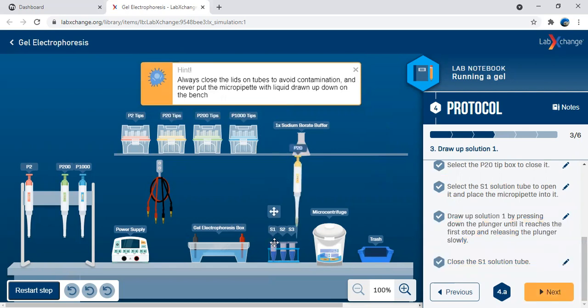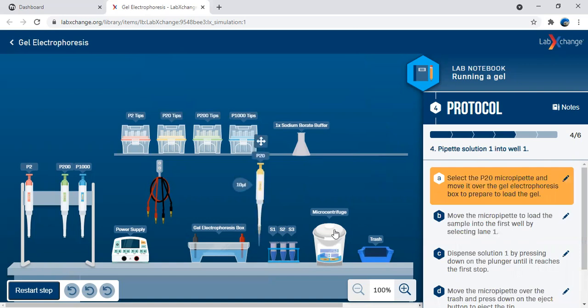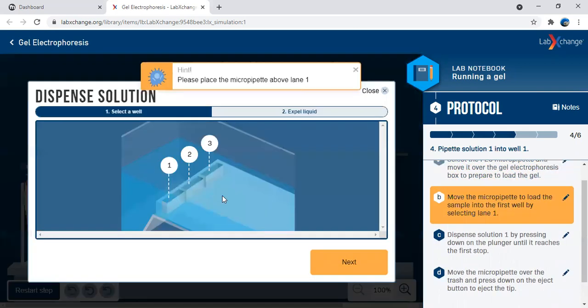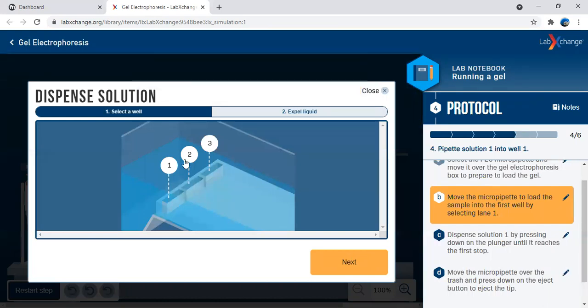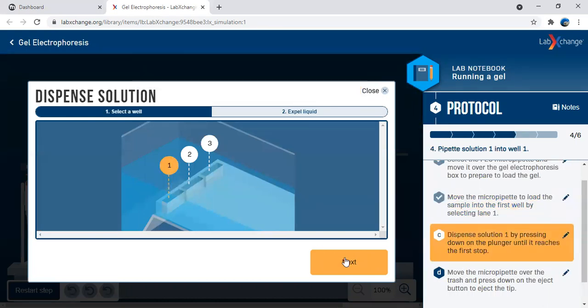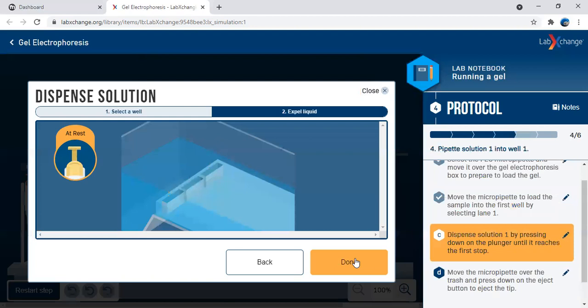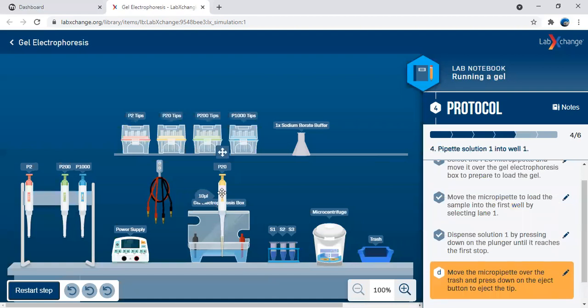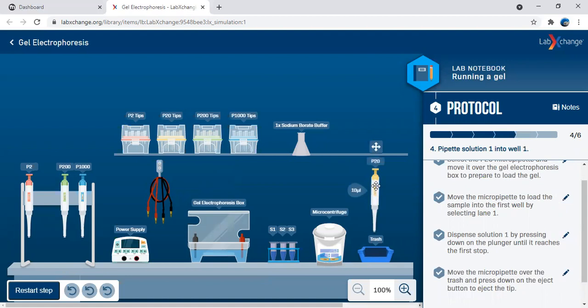Always close the lids to prevent cross-contamination. Select the P20 micropipette and move it to the gel to prepare. Move the micropipette to lane 1. Dispense solution by pressing the plunger to the first stop. All right. Move the pipette and eject the tip.